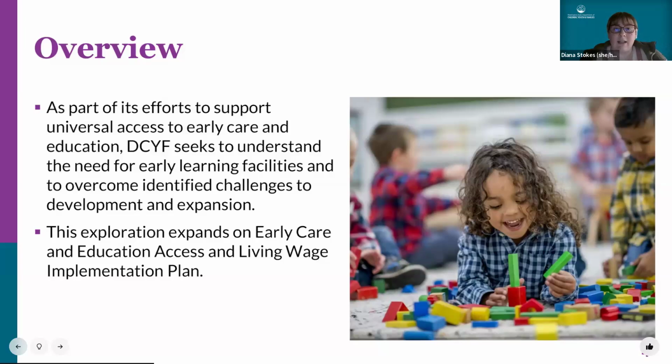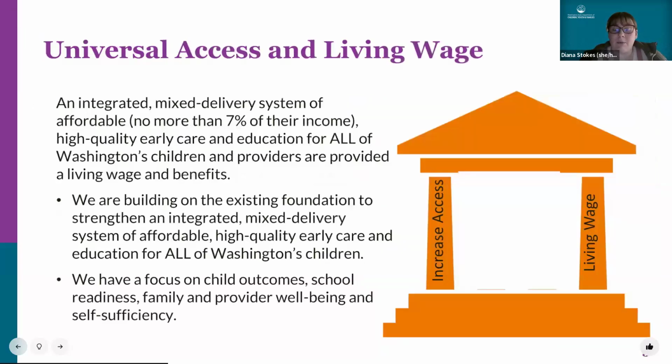On the next slide, in case it's not on top what that proviso is, we're really looking at how we increase access to high quality, affordable childcare for families where they're paying no more than 7% of their family income, but also uplifting the early care and education workforce with living and thriving wages, including benefits. And so we really want to honor our mixed delivery system that we have here in Washington and really support children with increasing their child outcomes, school readiness, and really focusing on supporting the family and providers' well-being and self-sufficiency within our programs.